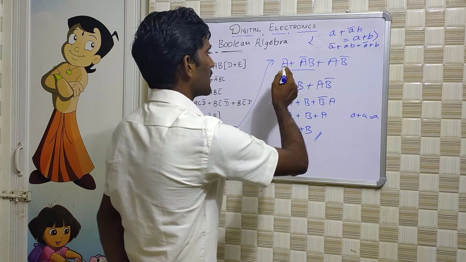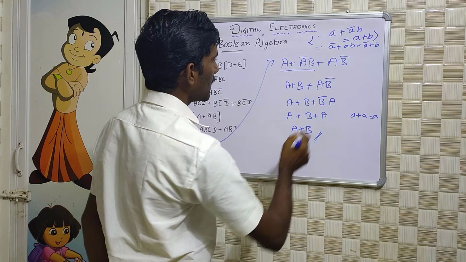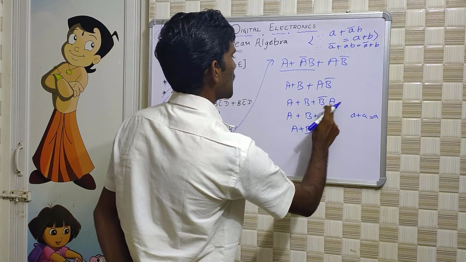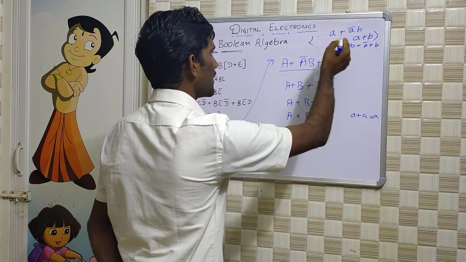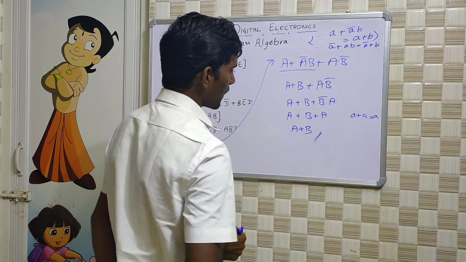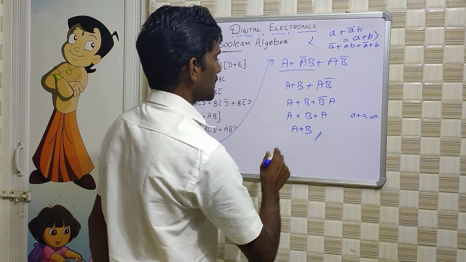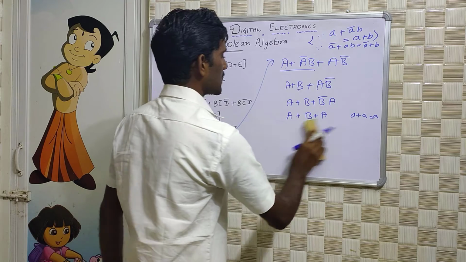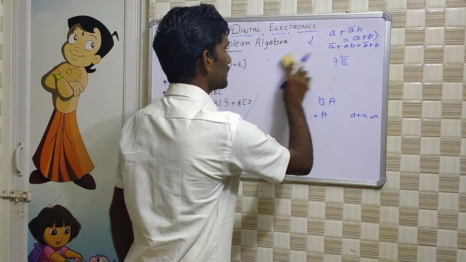So we just applied A plus A bar B is equal to A plus B. So A B bar, here B plus B bar A, it also looks like A plus A bar B. So A plus B, so B plus A. The repeated terms, so it will be A plus B. So this is the answer for the question.